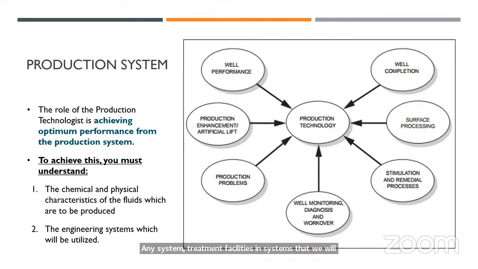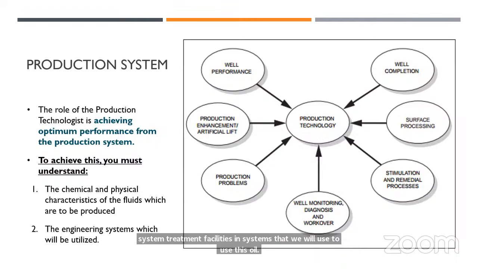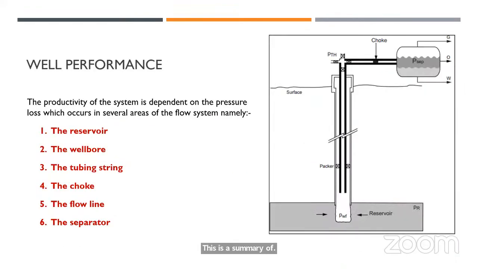This is a summary of what production technology is. We already explained the term of full production system. So at first we need to understand the well performance.